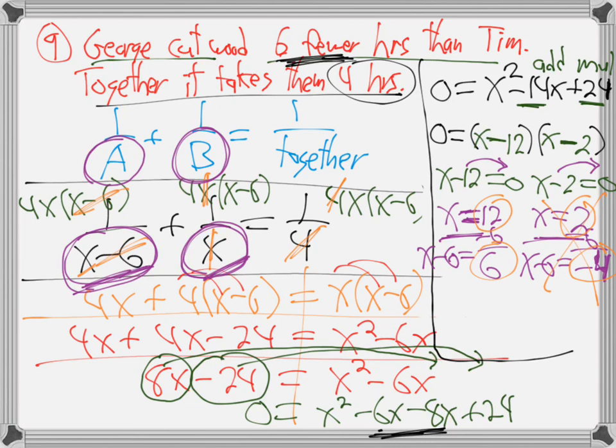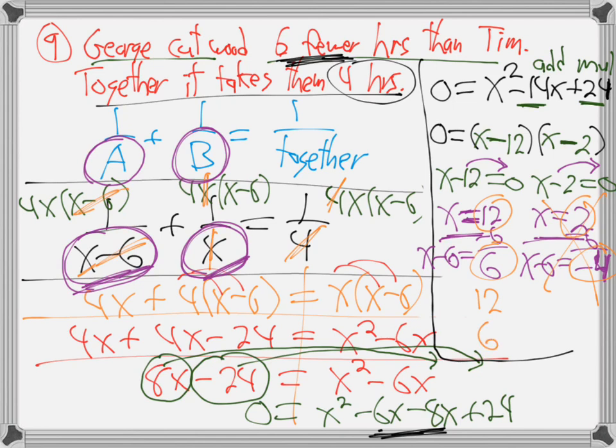The two answers are not 12 and 2. Those are both x. The answers are what's in A and B slots, x and x minus 6. So I had to find the x minus 6 going with each of those x's. So subtract 6. Subtract 6. When you get negative, throw those two away. So the answers are 12 and 6.